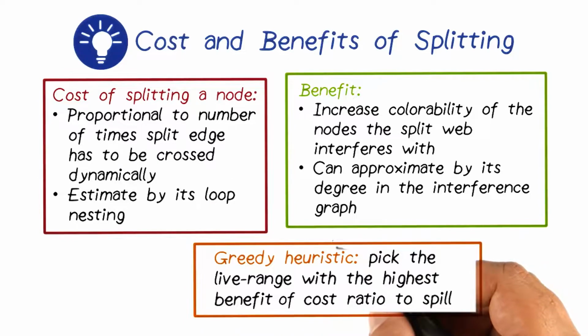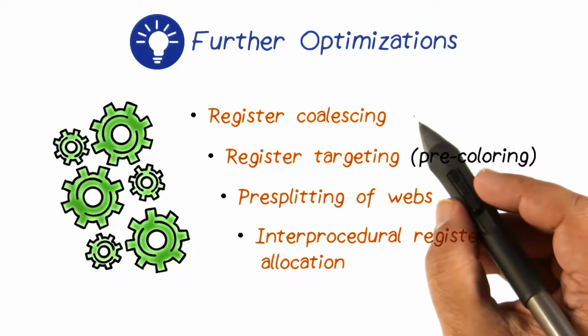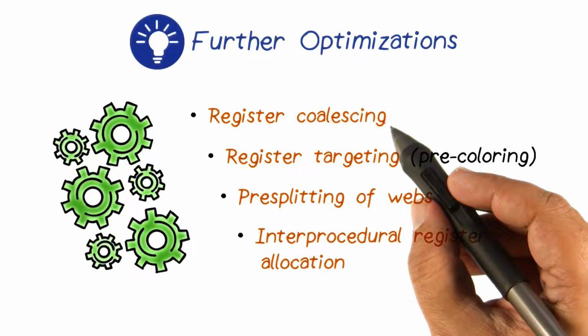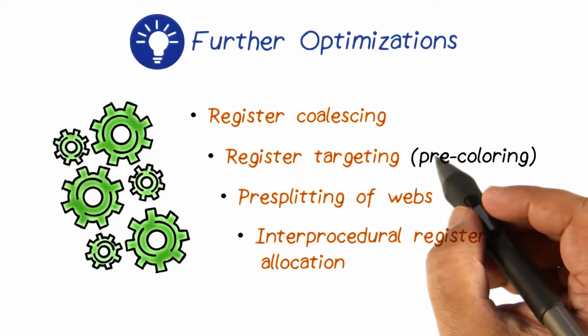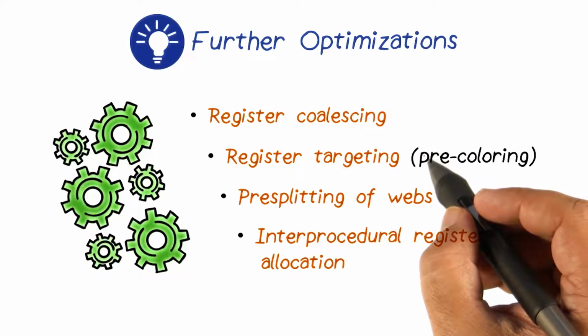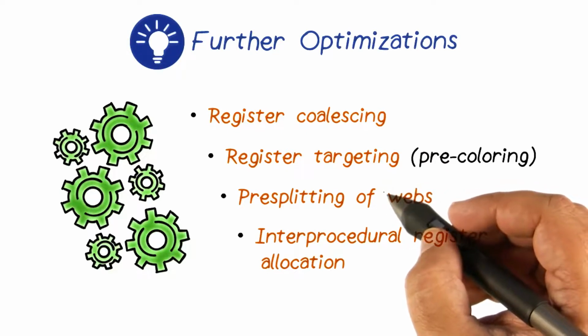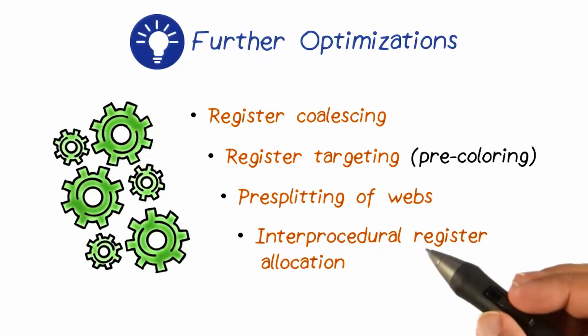Some other aspects of register allocation which are important and worth mentioning are register coalescing, which will try to merge the live ranges as against splitting them. That is one. The second one is register targeting or pre-coloring, giving them colors because they definitely are very important and they have to stay in a specific register. The third one is pre-splitting as against splitting during coloring. And the fourth one is interprocedural register allocation.